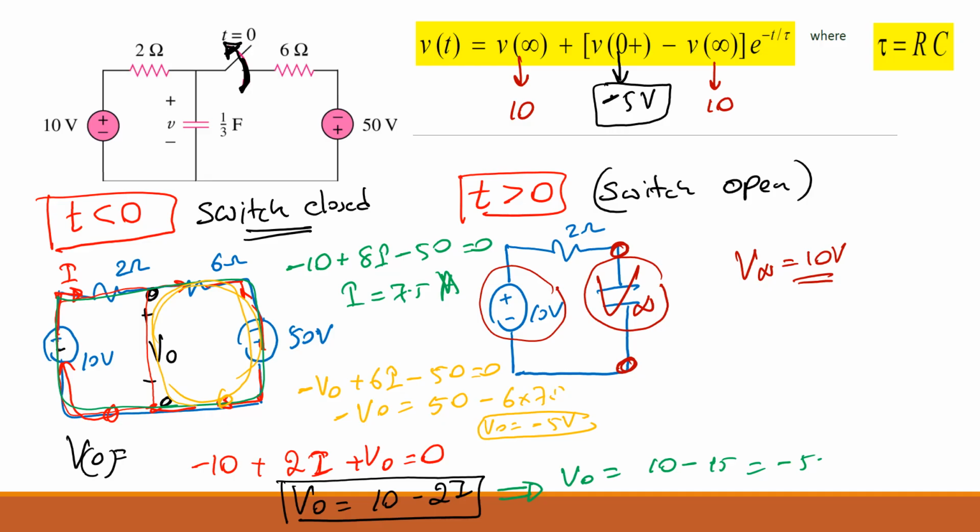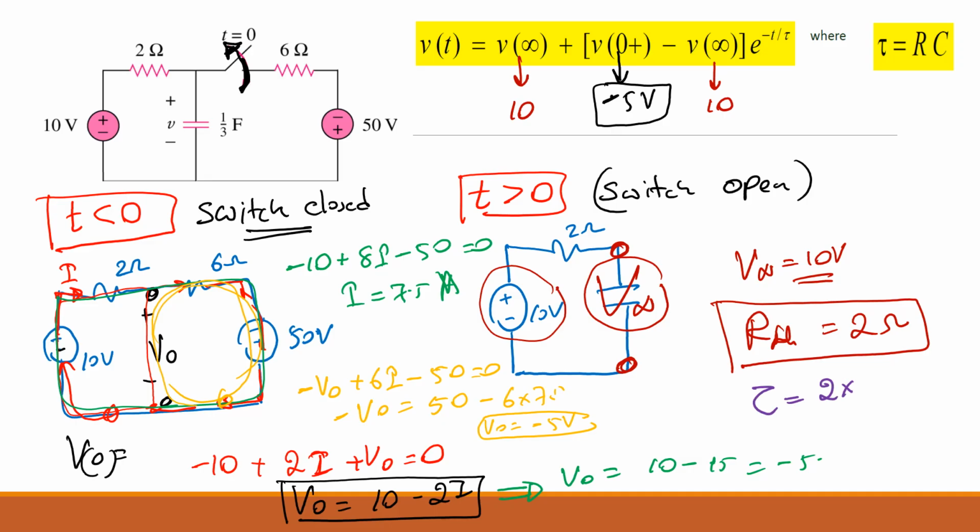Now what is happening to your R Thevenin? It's just 2 ohms. Am I right? Do you agree with that? Because you switch off the dependent source 10 and you only have 2 ohms. So your RTH is 2 in this case. In the previous one it was different, but now the situation is different. So you can find the tau. Tau is RC, 2 times 1 over 3, which is 2 over 3. So your tau is 2 over 3.